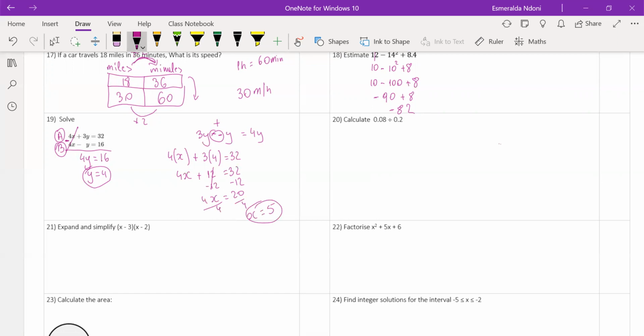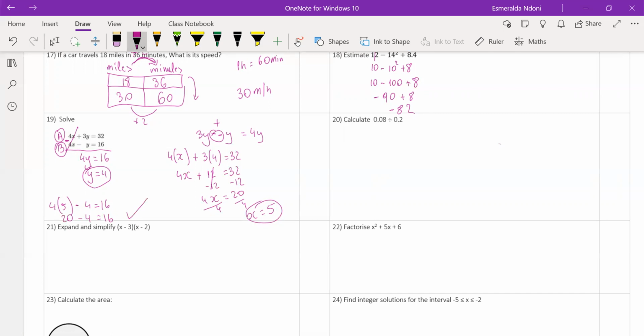I need to now sub into B to check that I have the right answers. So 4 lots of 5, take away a lot of 4 is 16. So 20, take away 4 is 16. So I have done the question correct.